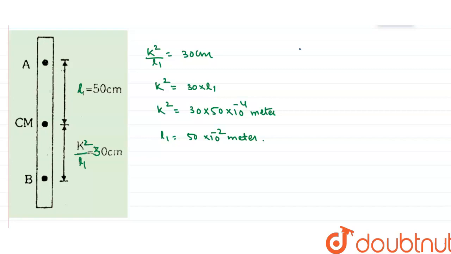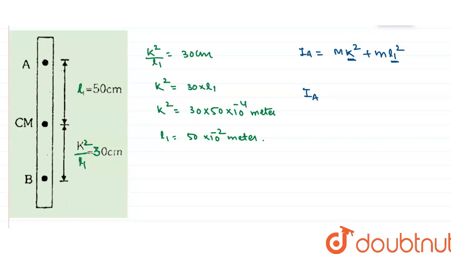Now we have to calculate the moment of inertia about the first point A. That means the moment of inertia at point A, passing through the center of mass, can be written as m K square plus m L1 square. So now I have the value of K square as well as the value of L1 square. Putting the values, this is I A.